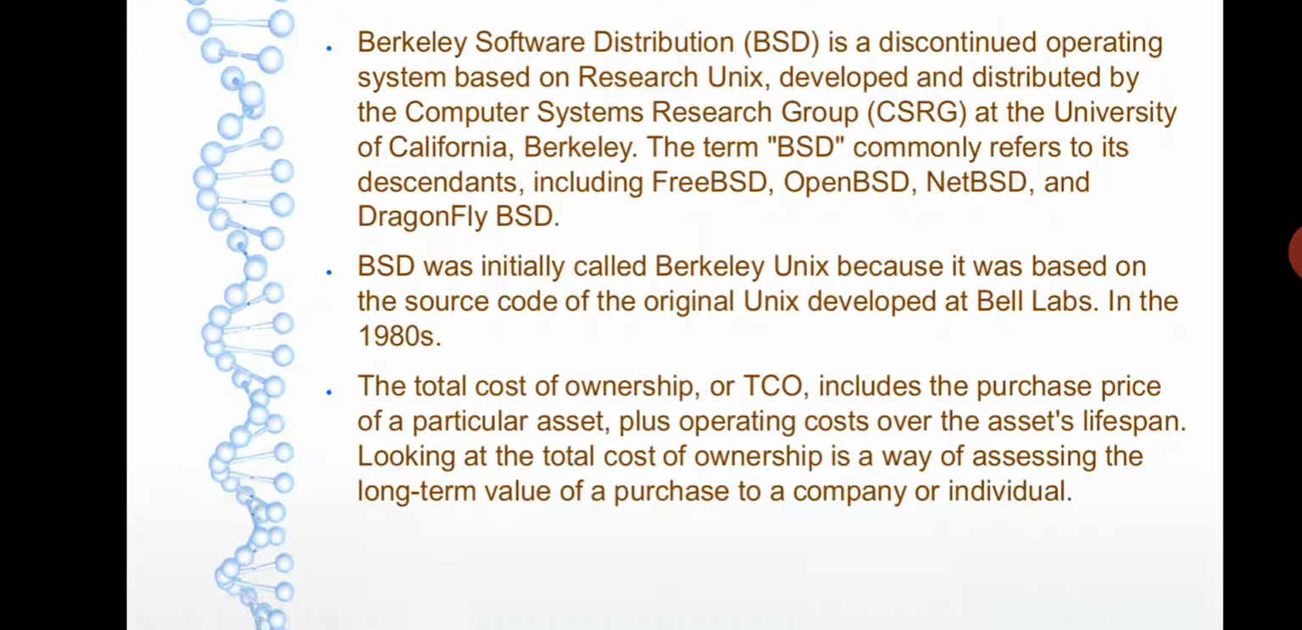Looking at the total cost of ownership is a way of assessing the long term value of a purchase to a company or individual. So it is the total cost to the owner. When you buy some operating system, how exactly you can make use of it, and how exactly the usage or benefits of the operating system, you have to remember like that. You have to understand that. That is nothing but TCO.